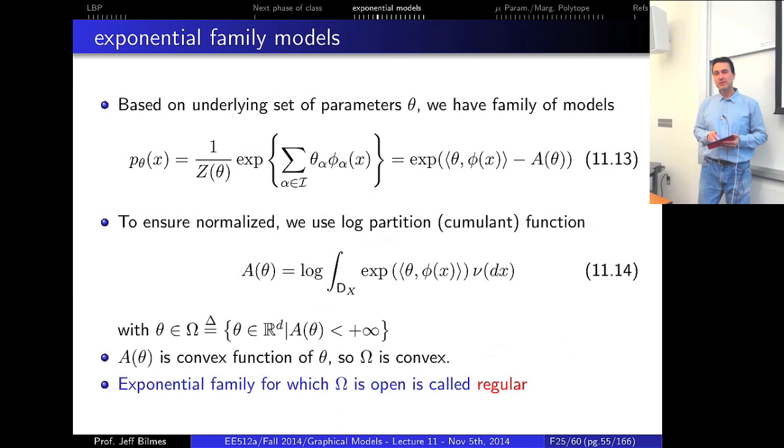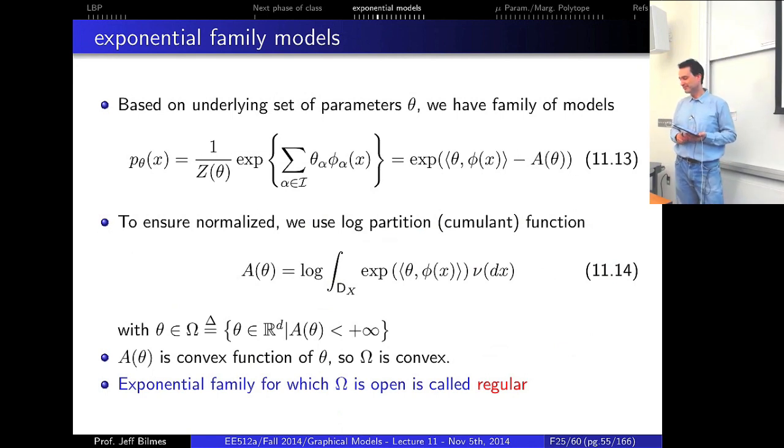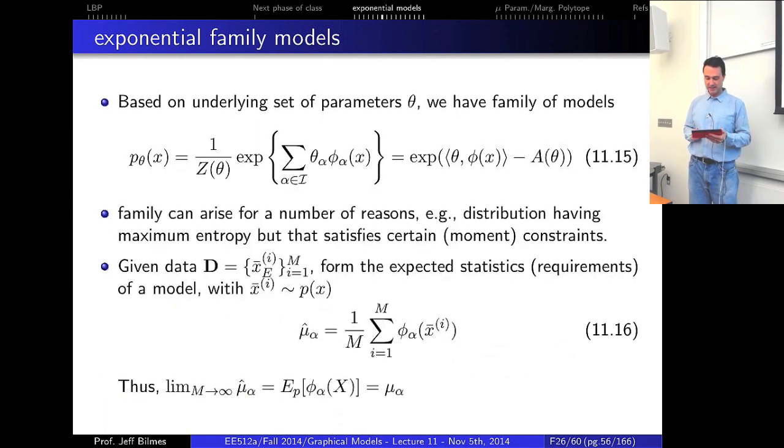And also the notion of a regular family. It's the case when theta is an open interval. This gets into a technicality that I don't think we need to worry too much about at this moment.